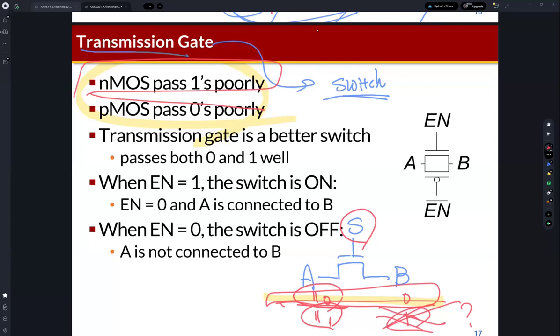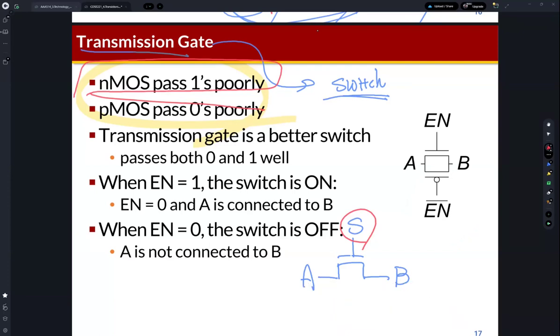So we need to use the PMOS transistor also. Instead of using only the NMOS transistor, we connect a PMOS transistor here as well, and then S bar is connected to the gate of the PMOS transistor. If S equals 0, then it's disconnected, and S bar is the inverse of S, so the PMOS transistor is also off. So this state is disconnected. Do you understand?